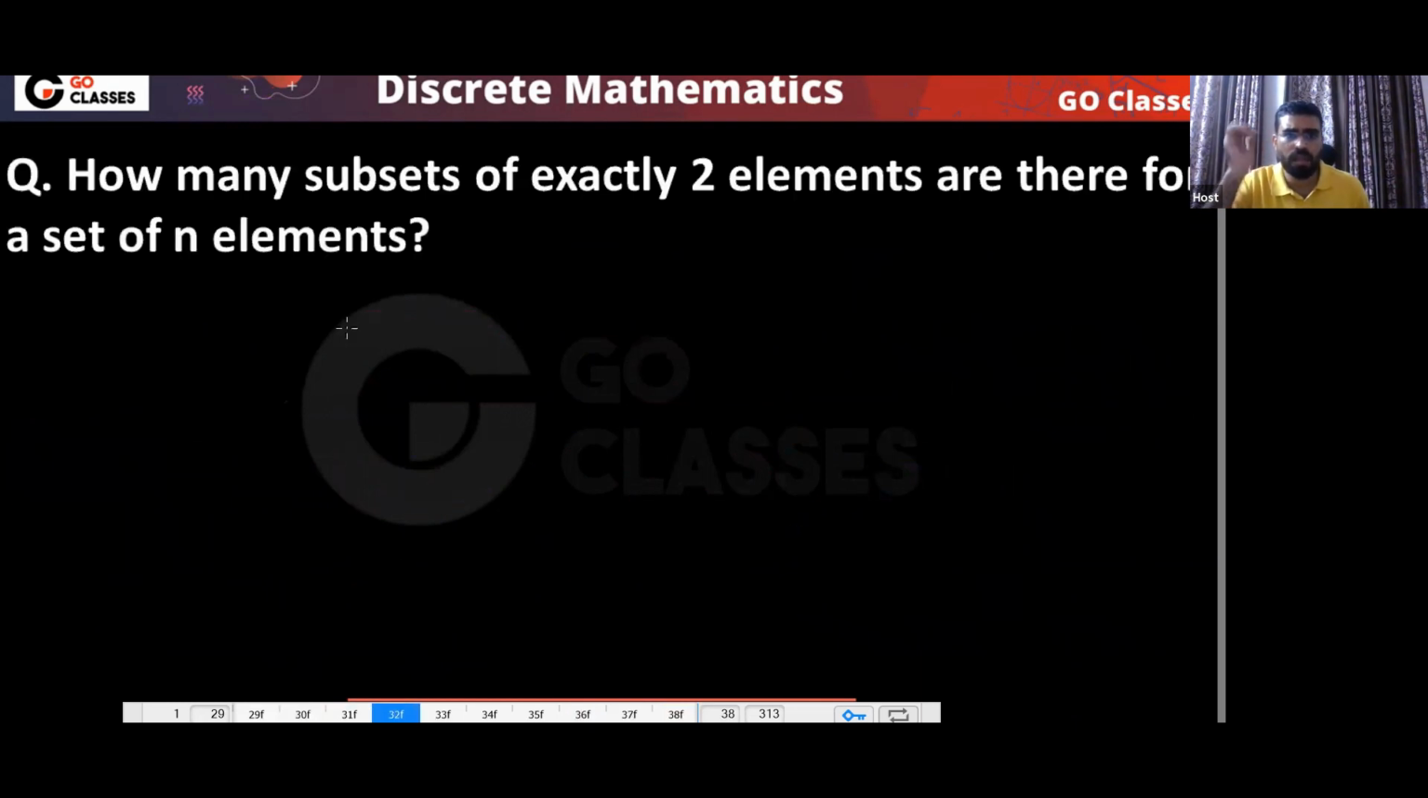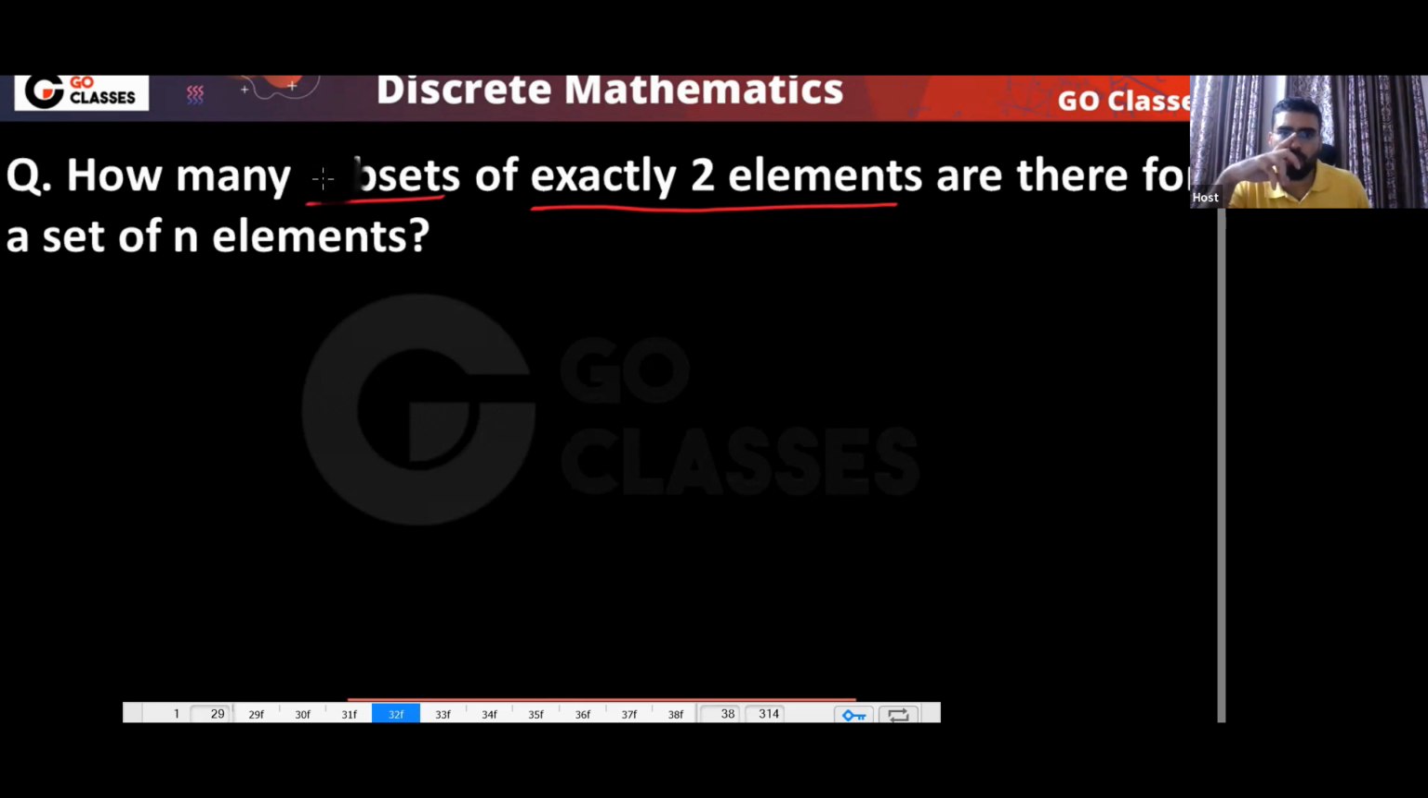Okay, let's move on. Let's see another question. How many subsets of exactly 2 elements are there? You can notice one thing: in a subset, does order matter or not? Tell me, in a subset, does order matter or not?